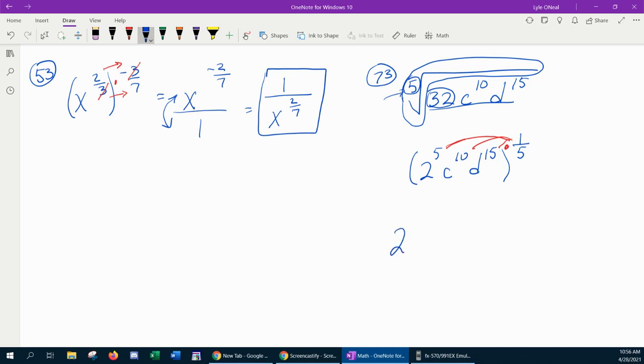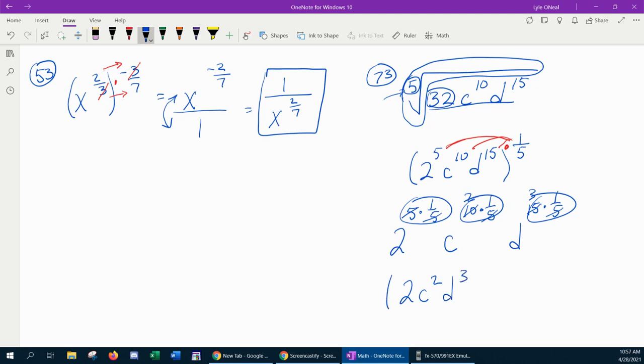So that's going to give us 2 to the 5 times a 5th, C to the 10 times a 5th, D to the 15 times a 5th. And then we can go through and do each one of these multiplications. Turns out to be super easy. Since 5 goes into 5 one time, that's going to leave us a 2. 5 goes into 10 two times, leaves us c squared. And 5 goes into 15 three times, leaves us d cubed. And now that expression is simplified completely using rational exponents.